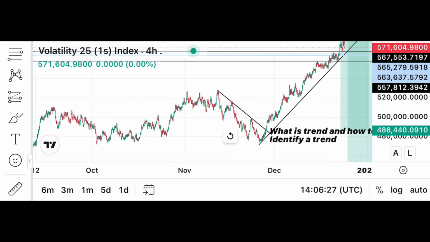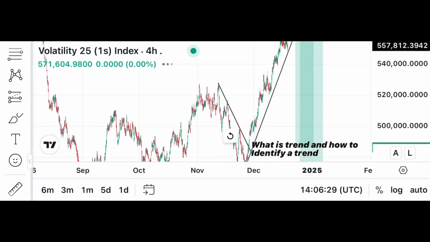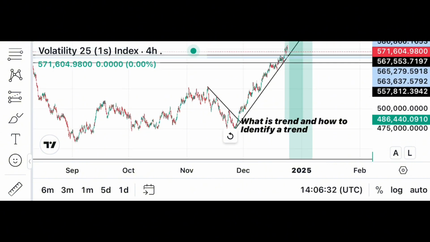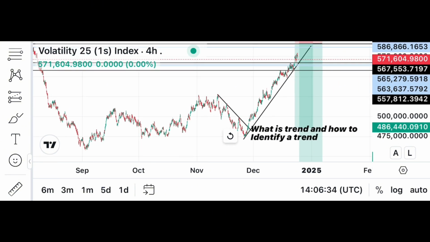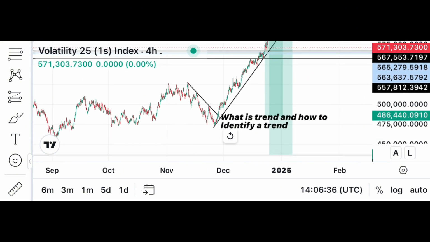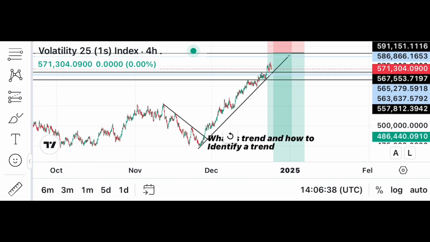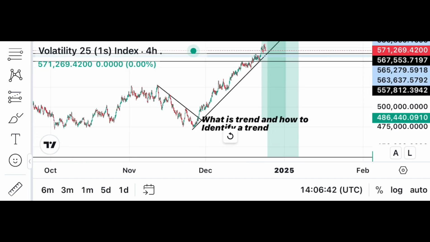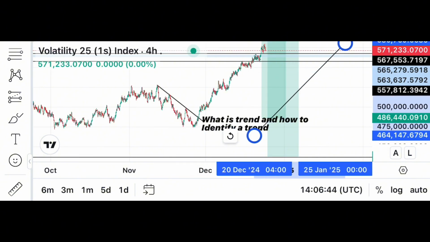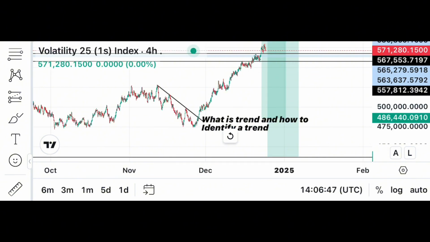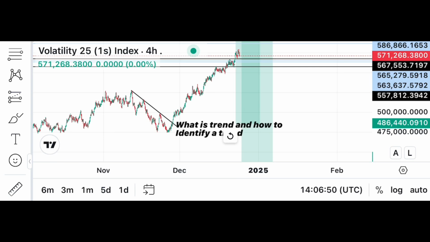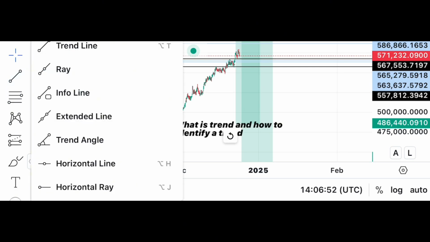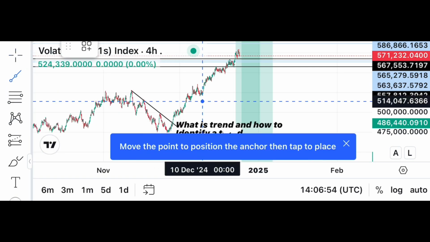So now I will show you guys the trend in this chart, which I said we have the uptrend, which we call the bullish trend, and the bearish trend. The bullish trend is when the market is moving upward, just like the one I've drawn here. Let me delete this and draw it again. This is a bullish trend. Let me show you guys a bullish trend.